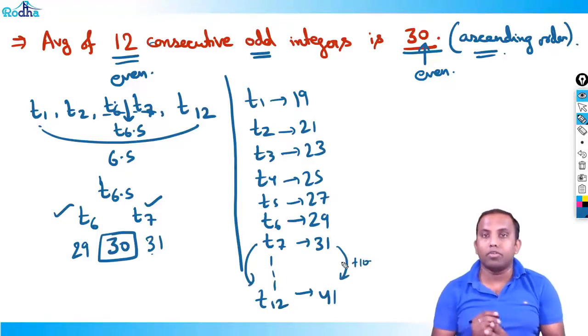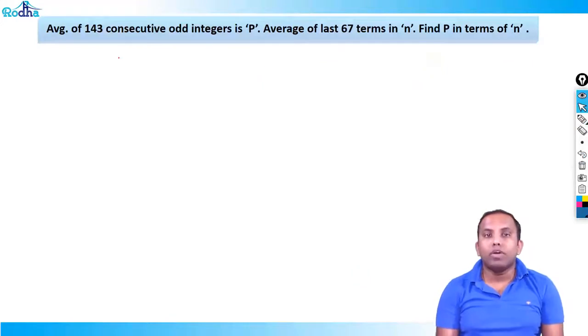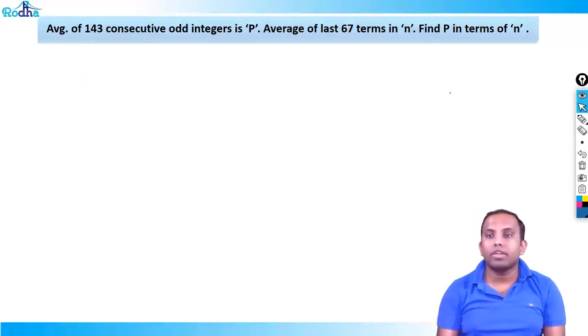Very important funda. Now we'll do a good question based on this concept. Just focus on this question. The average of 143 consecutive odd integers is P, and the average of the last 67 terms is N. Find P in terms of N. There are averages of series here, the average of 143 consecutive odd integers, given that it is in ascending order.